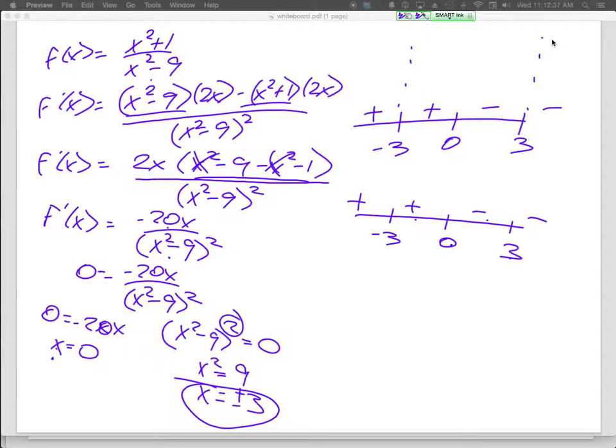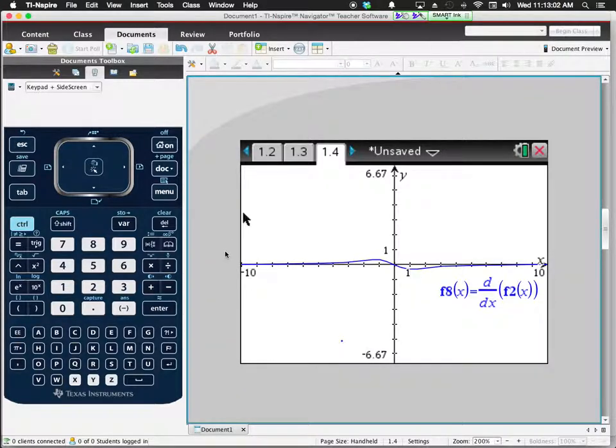So, we said at negative 3 and 3, I've got asymptotes. What should my graph be doing on both sides of negative 3? Increasing. So I should be increasing here, increasing there. At 0, I should have my max. And then on both sides of this asymptote, I should be doing what? I should be decreasing.